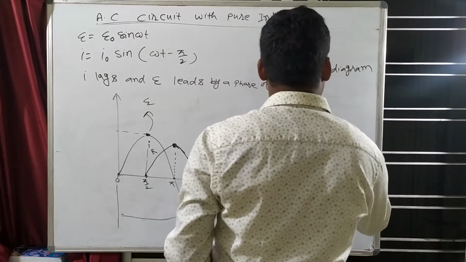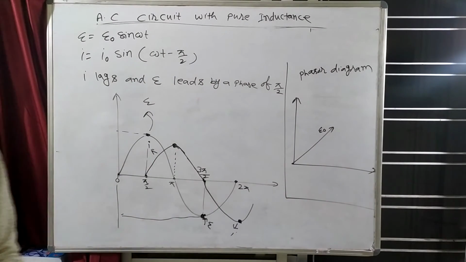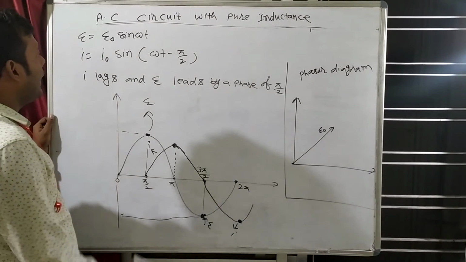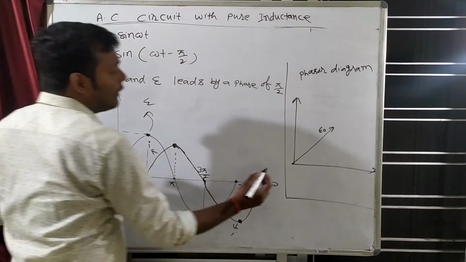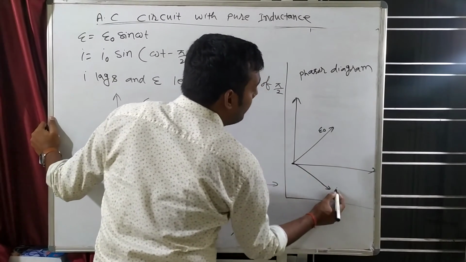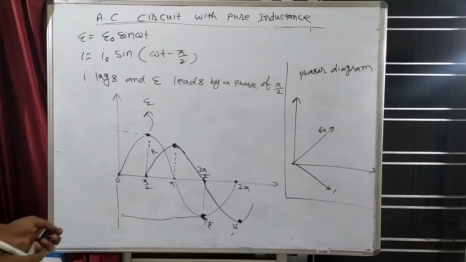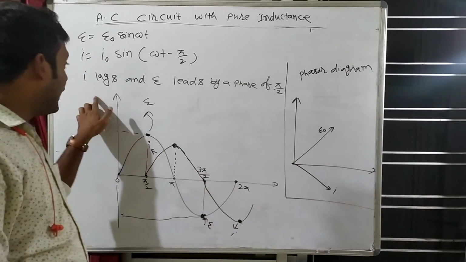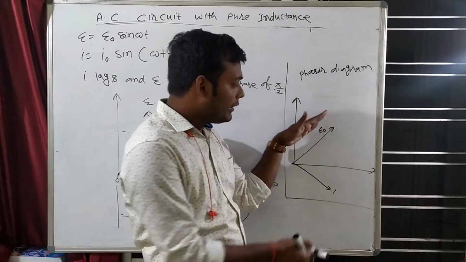So this will be E naught. The length of the arrow will show E naught. And then we will say I. So I will make I. But here what do we have to say? Who will lead? EMF will lead. And who will lag? Current will lag.